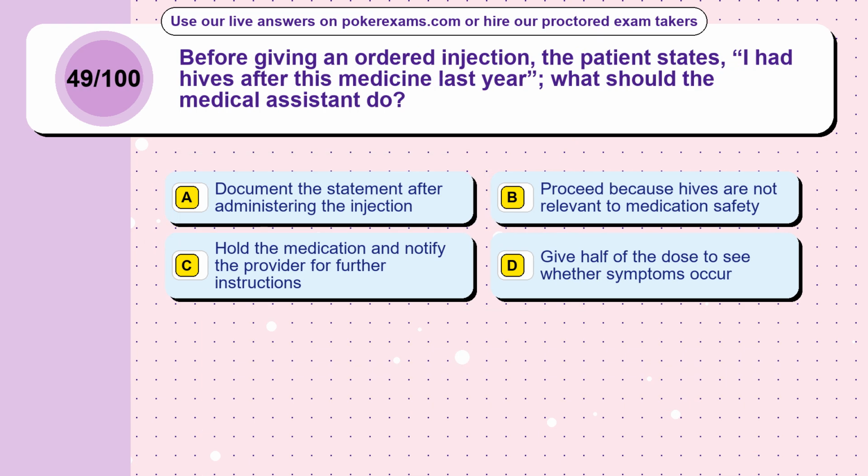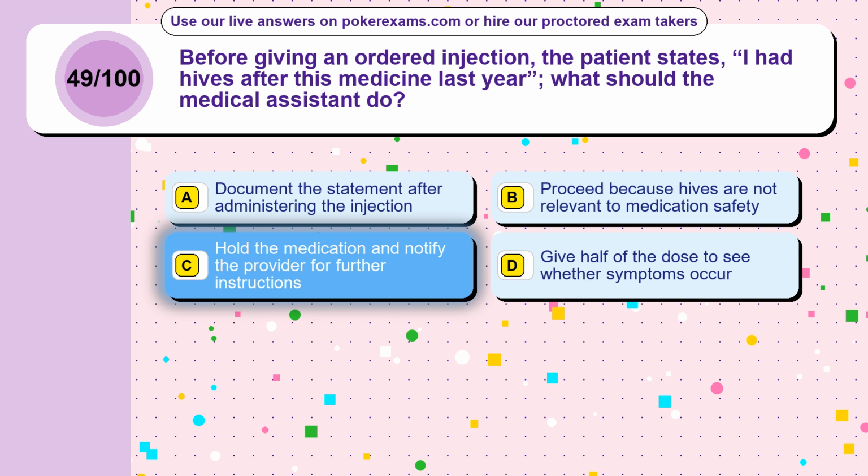Question 49. Before giving an ordered injection, the patient states, "I had hives after this medicine last year." What should the medical assistant do? Option A. Document the statement after administering the injection. Option B. Proceed because hives are not relevant to medication safety. Option C. Hold the medication and notify the provider for further instructions. Option D. Give half of the dose to see whether symptoms occur. The correct answer is option C.